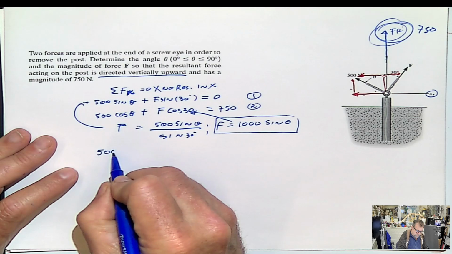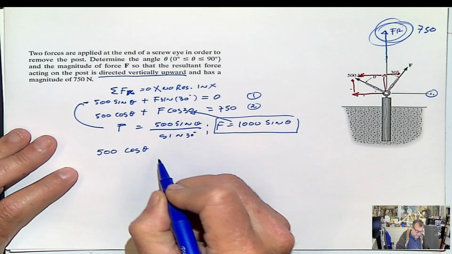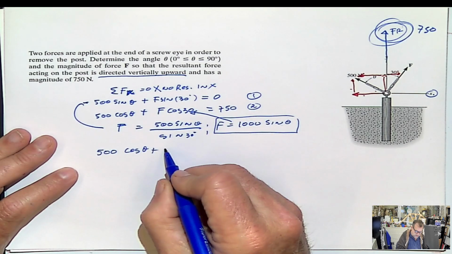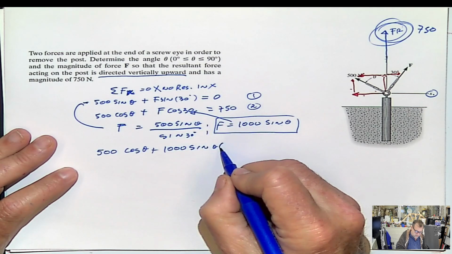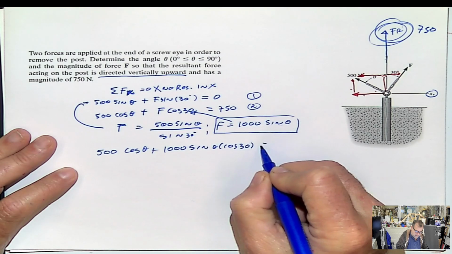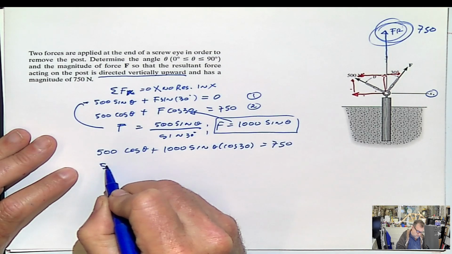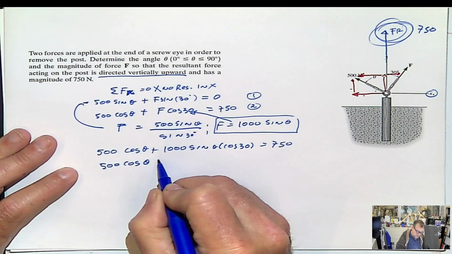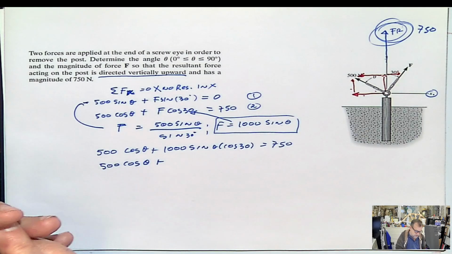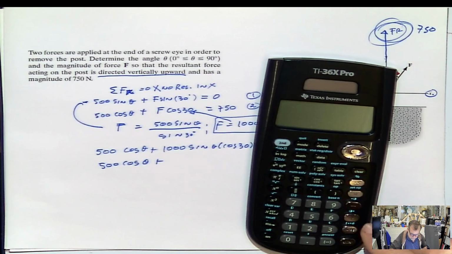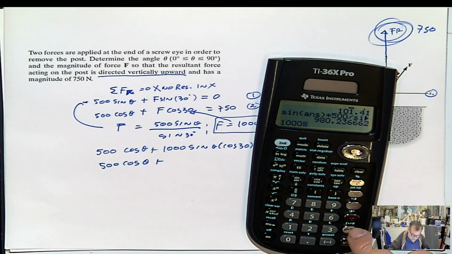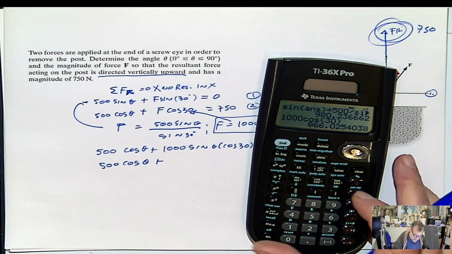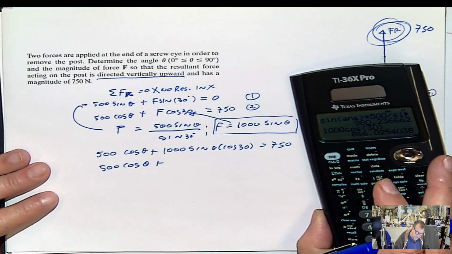So we get 500 cosine of the angle plus F, and F is 1000 sine of the angle, multiplied by cosine 30. That has to be equal to 750. Or 500 cosine of the angle plus 1000 times cosine 30, which is 0.866, let's say 866.